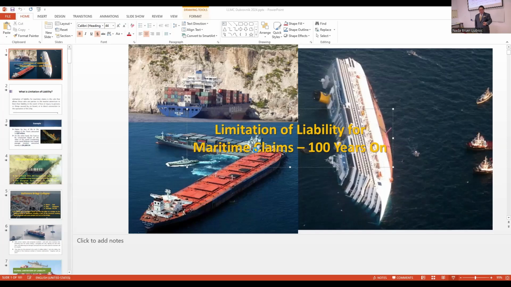Okay. Now, when it comes to the term owner, as I said, it's not limited like the CLC to the registered owner. It can be the registered or beneficial owner. It can be a part owner of a ship, all owners.